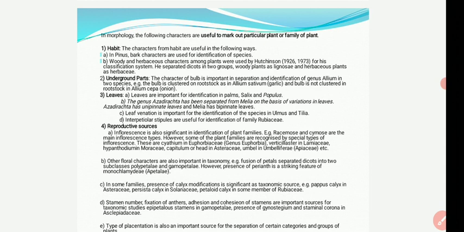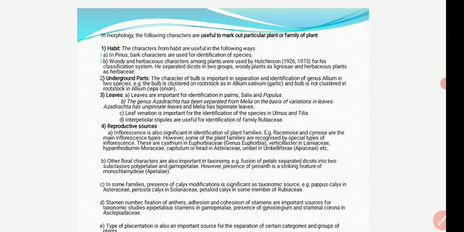Now, next character, that is reproductive parts. Inflorescence is also significant in identification of plant families. For example, racemose and cymose are the main inflorescence types, however some plant families are recognized by special types of inflorescence. These are Cyathium in the genus Euphorbia, Verticillaster in Lamiaceae, Hypanthodium in Moraceae, Capitulum or head in Asteraceae, Umbel in Umbelliferae, etc.